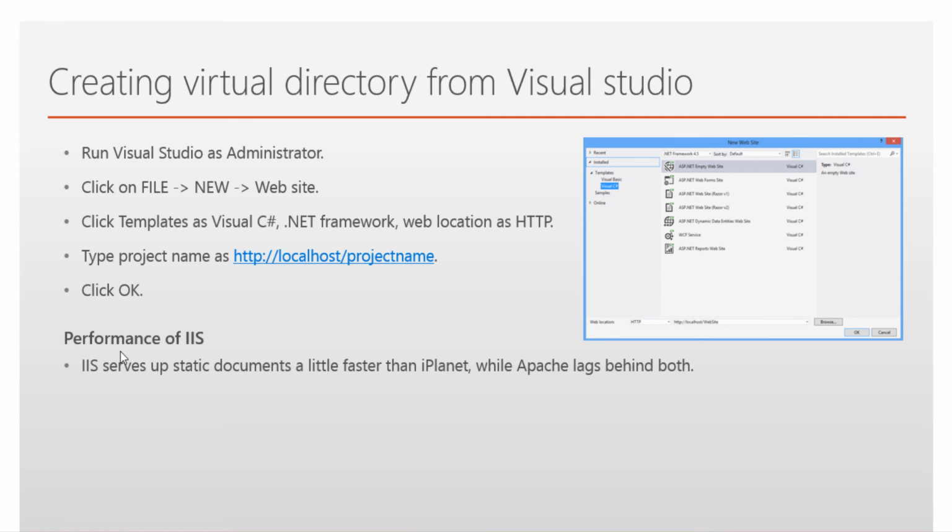From a performance point of view, IIS serves up static documents a little faster than iPlanet, while Apache lags behind both. In later video sessions, we will learn more details about IIS.